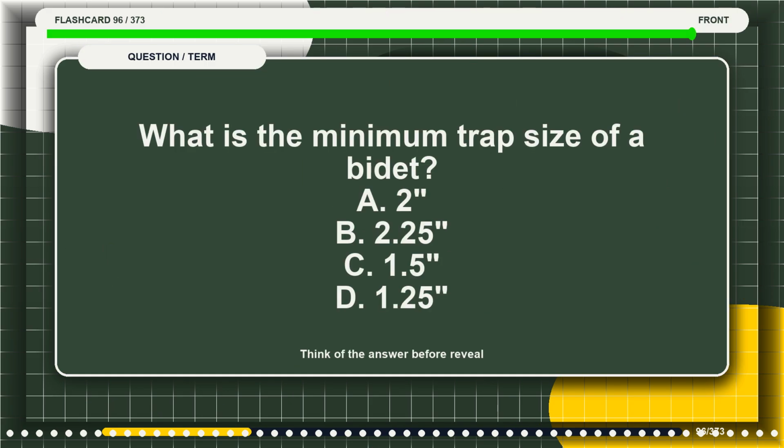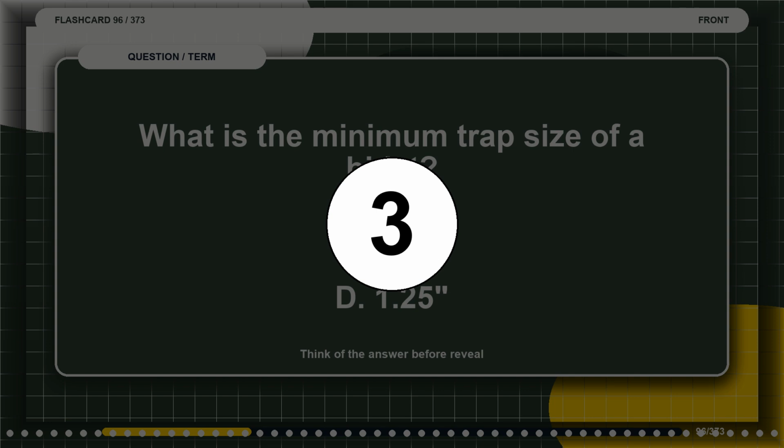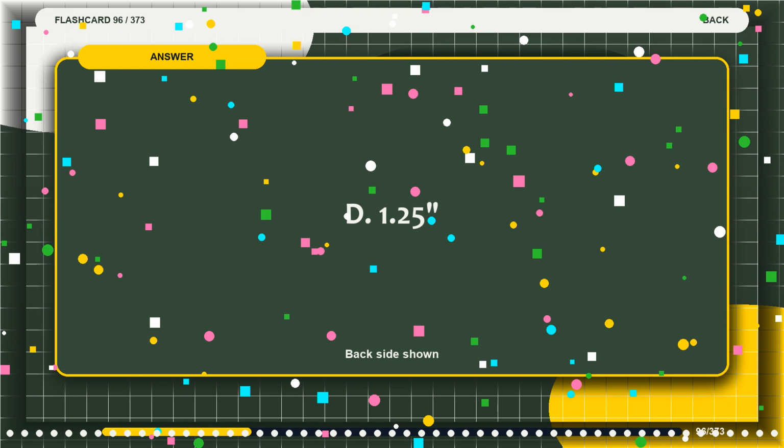Flashcard 96. What is the minimum trap size of a bidet? A. 2 B. 2.25 C. 1.5 D. 1.25. Think of the answer before the reveal. The answer is D. 1.25.